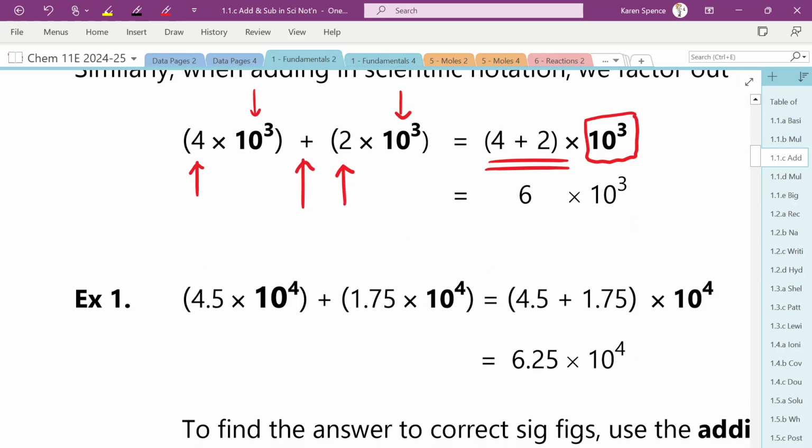So we could take this next one, we could factor out the 4.5 and the 1.75 because these are both 10 to the 4. We add the 4.5 and the 1.75 and get times 10 to the 4, and there we are.